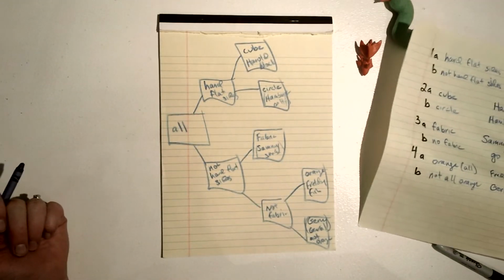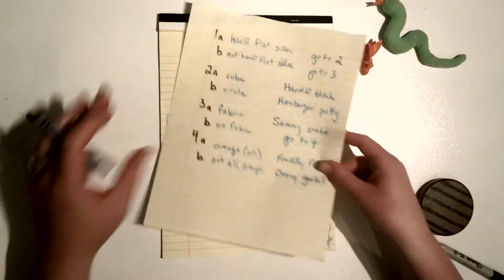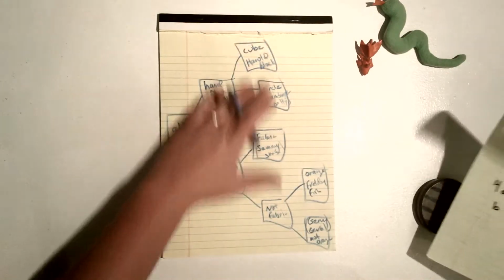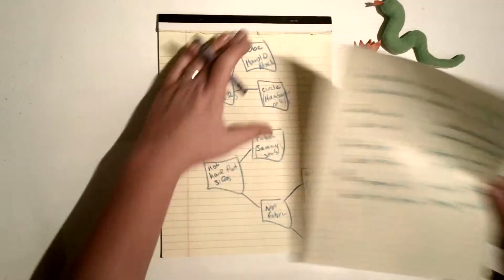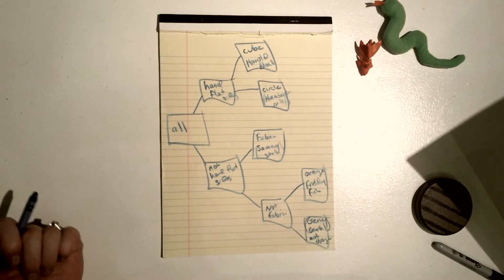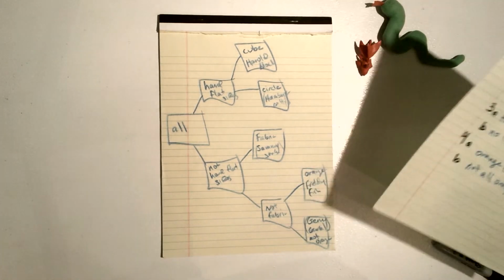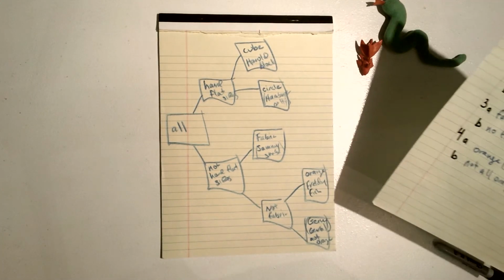So for your test, I will be giving you 5 objects, and you will be needing to make a key and a dichotomous key and a branching chart. I will give you the names so that I can test to see whether your key is accurate or not. But you will need to do this exact same thing.